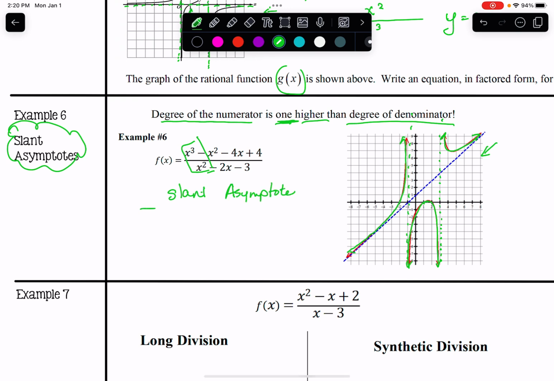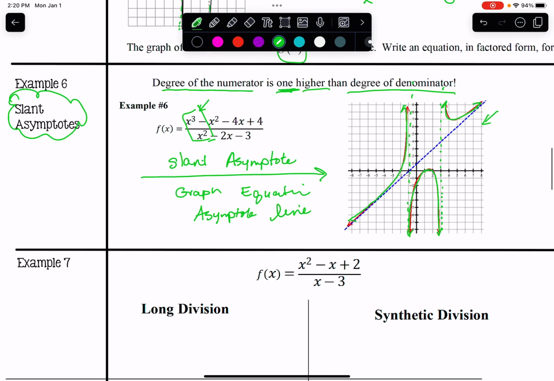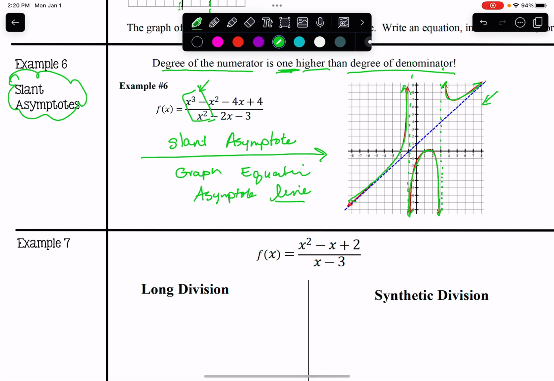Now, in order to graph, you want the equation of that asymptote. Now, it's going to be a line, because if you have 1 degree greater and you have an x cubed over an x squared, if you divide those out, it's going to be an x. So it's going to be a linear line. So it's going to be a y equals something.